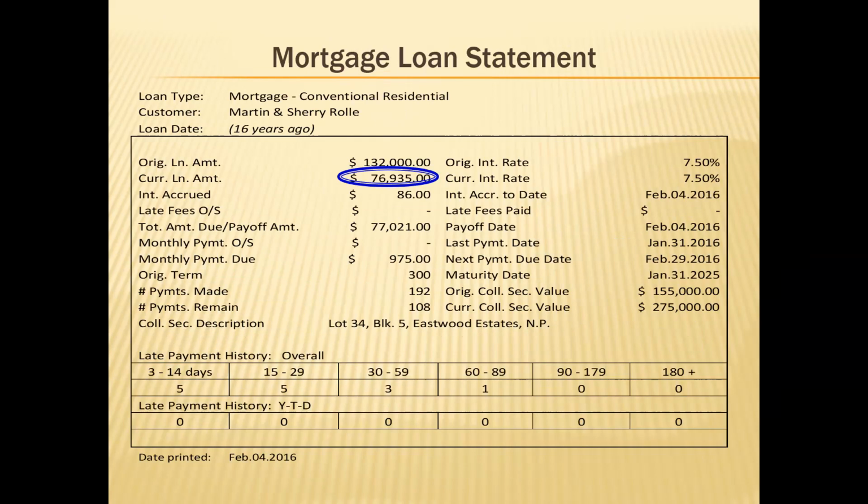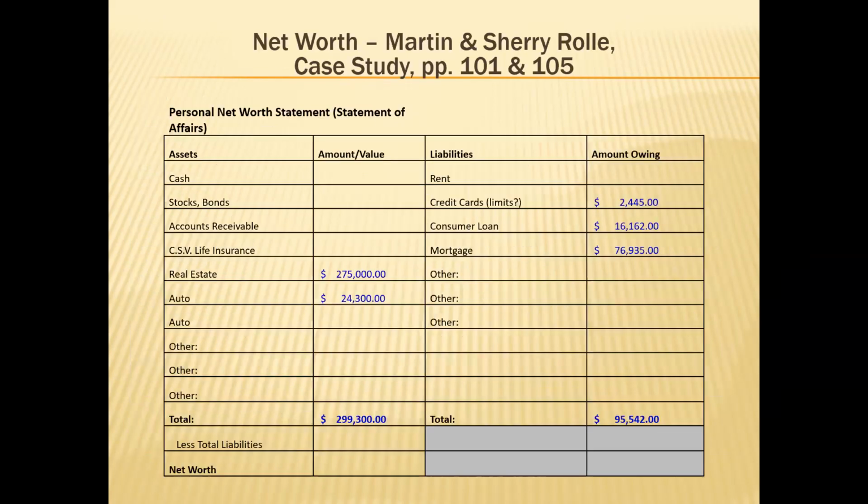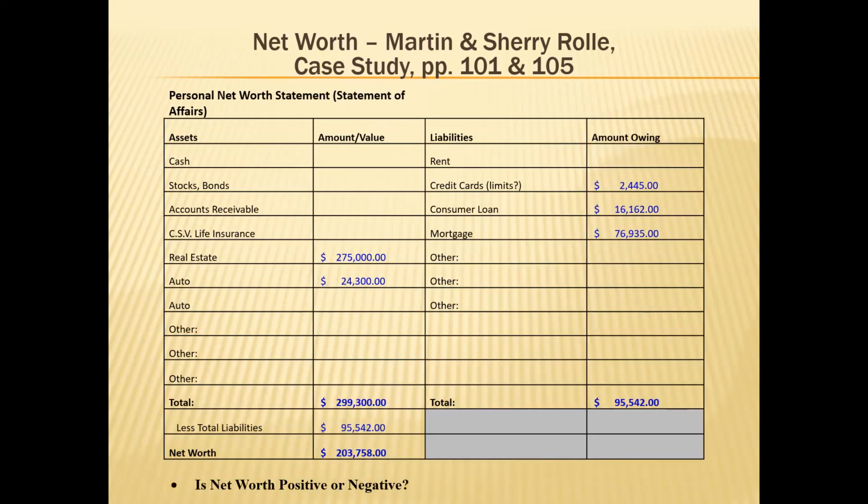Okay. All right. So we add those three together, we get 95,542. So we put that under the asset total less total liabilities. And then we get our net worth: we take the 95,542 away from the 299,300, and we get a net worth of 203,758. Is that net worth positive or negative? Positive, sir. Okay, correct.